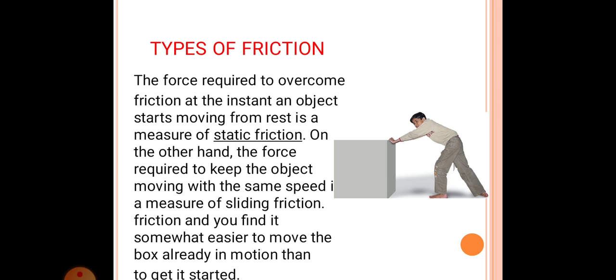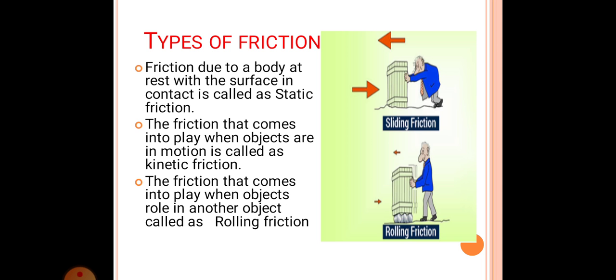Different types of friction. Friction can be classified into three types. The first is static friction. Static means the frictional force present when the body is at rest. Even though we apply a force, when the body is still not moving, the frictional force present at the surface in contact is called static friction.